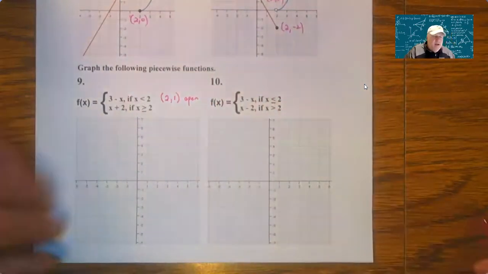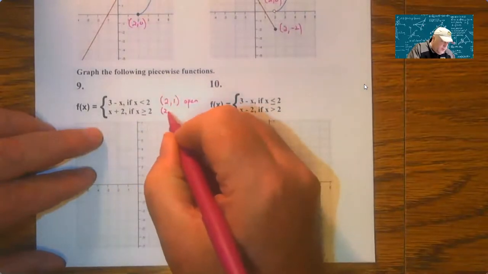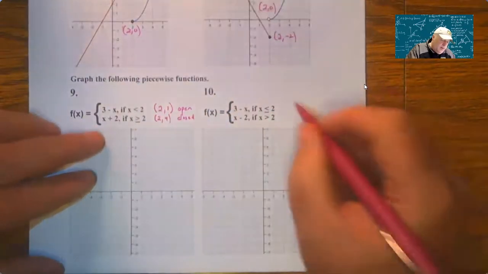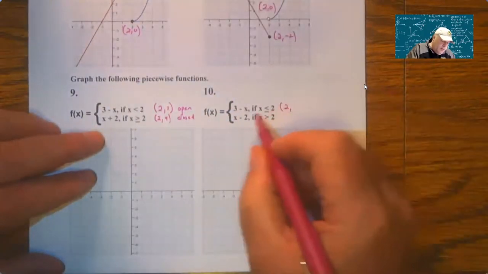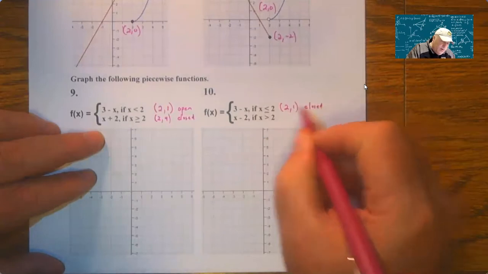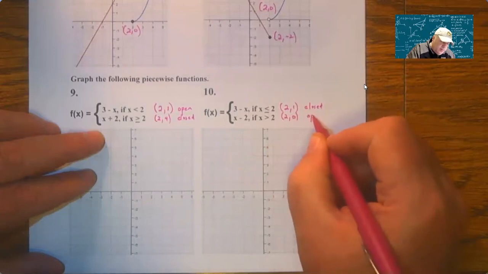So I'm going to find all these cut points. 2 plus 2 is 4. So we have 2, 4, but a closed circle. And then here we're going to have 2, 3 minus 2 is 1. This is going to be a closed circle. And then 2 minus 2 is 0 at an open circle.